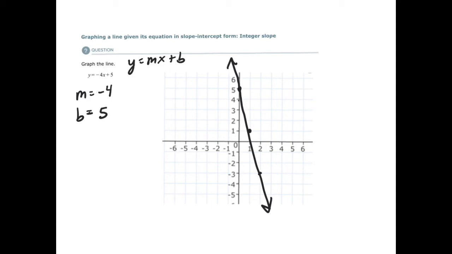Now, a couple of things to remember. If your slope is negative, like in this example, your line is going to go in this direction, like we did here. If your slope had been positive, you'd want it to be more in this direction, which meant you would have gone down 4 over 1 this way. But no matter what, you start with the intercept.